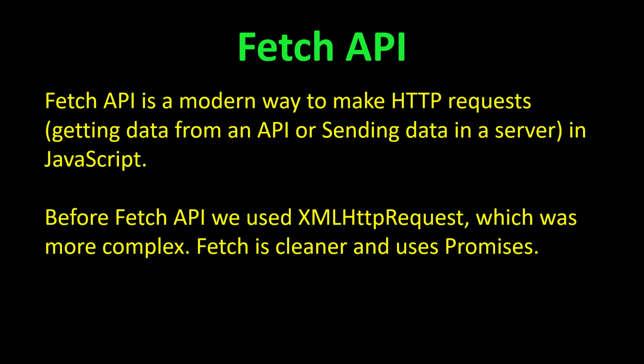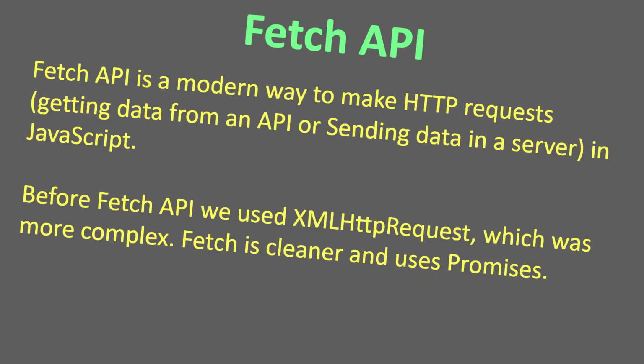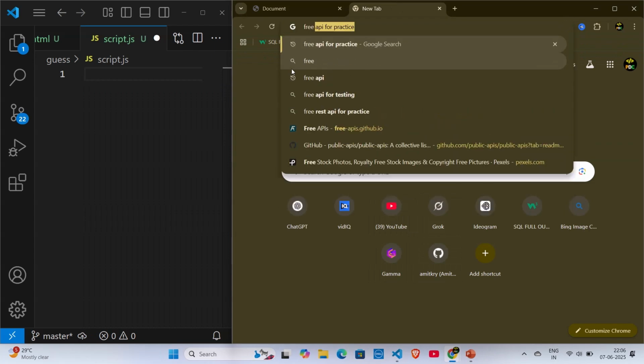Fetch API is a modern way to make HTTP requests, getting data from an API or sending data to a server, in JavaScript. Before Fetch API we used XMLHttpRequest, which was known as AJAX and was more complex. Fetch is cleaner and uses promises. Now, let's see a quick demonstration of it.